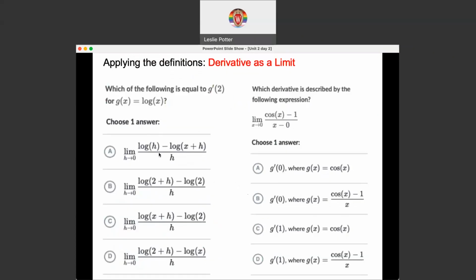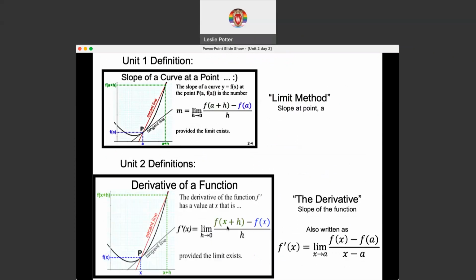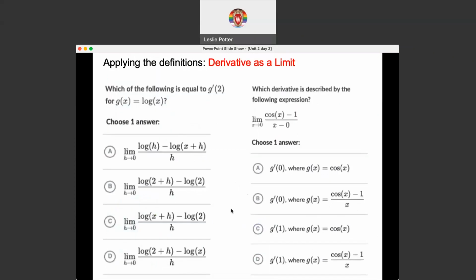So let's see what we have here. We know this is a non-starter, because the plus sign is over here in the beginning. So if a is 2, we have it right here: 2 plus h, and then minus log 2, over h. So that's the definition of the derivative at 2. All of these, D has an x where they should have a 2. C has an x over here where it should have a 2. This is just backwards, and it has no 2.